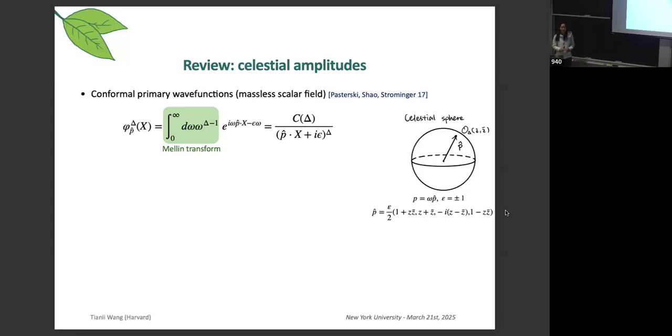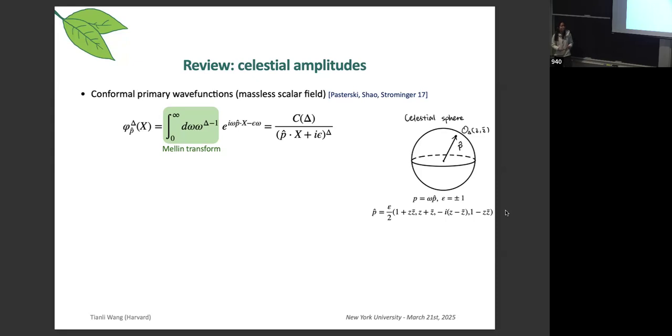Usually when we consider scattering, we work in momentum space with plane waves. By the way, here I will focus on the massless scalar field, which is relevant for my talk. Plane waves provide a complete basis for the Klein-Gordon equation, and they also transform nicely under translations.